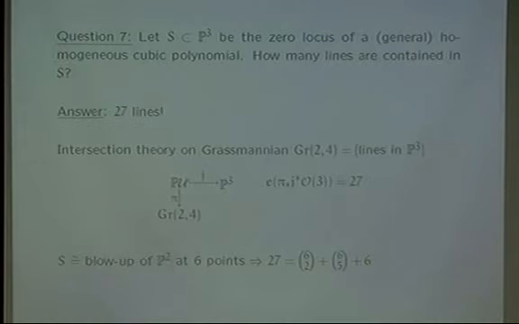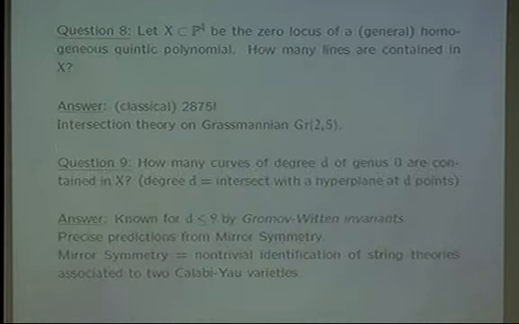For the general case, there is no line. So you can ask many questions, millions of questions in enumerative geometry. And sometimes the questions are meaningless, sometimes questions are important, sometimes neither.